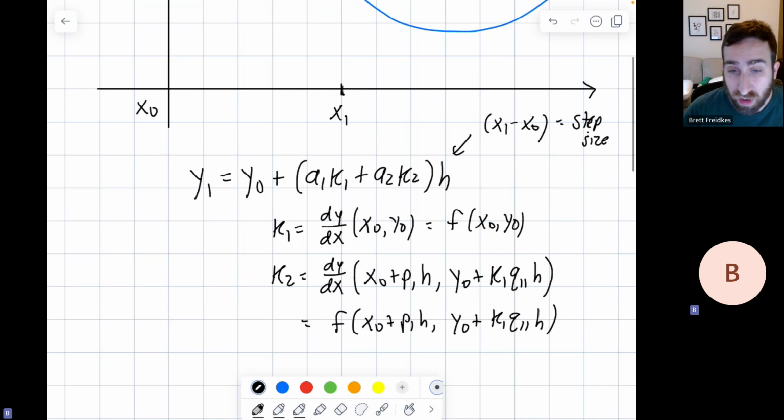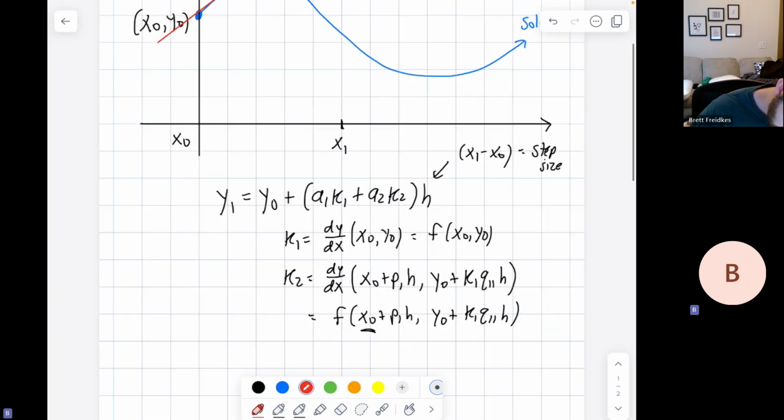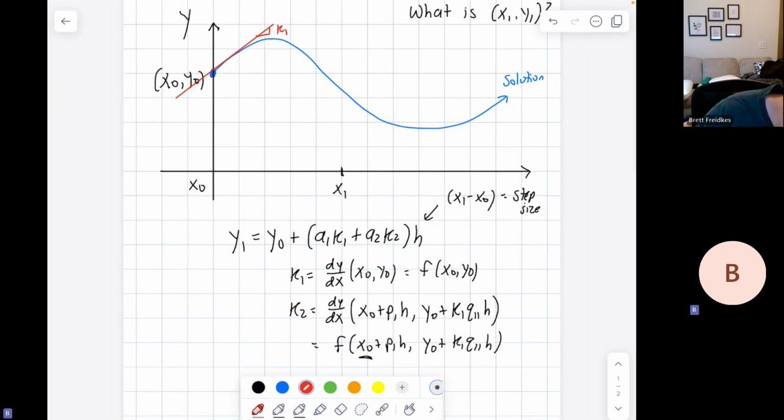So let's discuss what these are. If you think about x naught, that is our starting point on our graph. Let me zoom out a bit so we can see. This is our starting point on our graph in the x-axis. And now I'm going to add some multiple of h, where p1 is the multiple. So if p1 is 1, that means that I will be looking at the slope at x1, or using that as my x value of the point I want to evaluate a slope at.